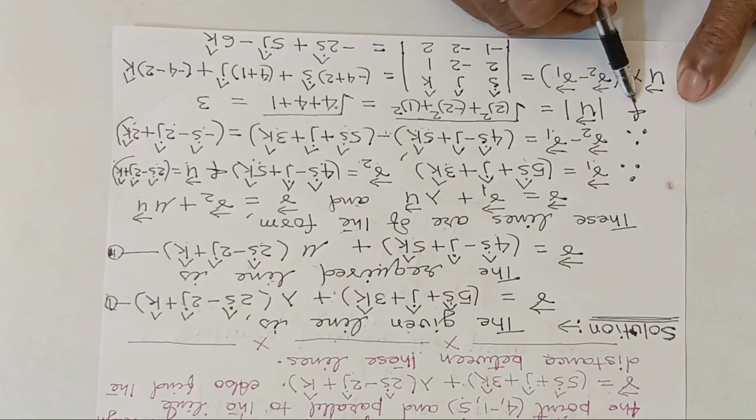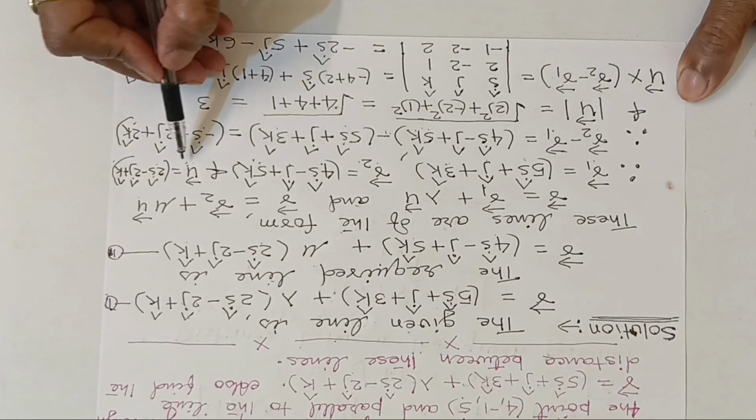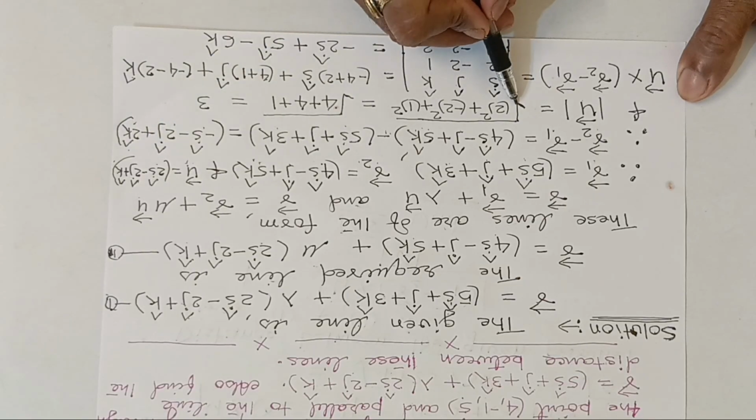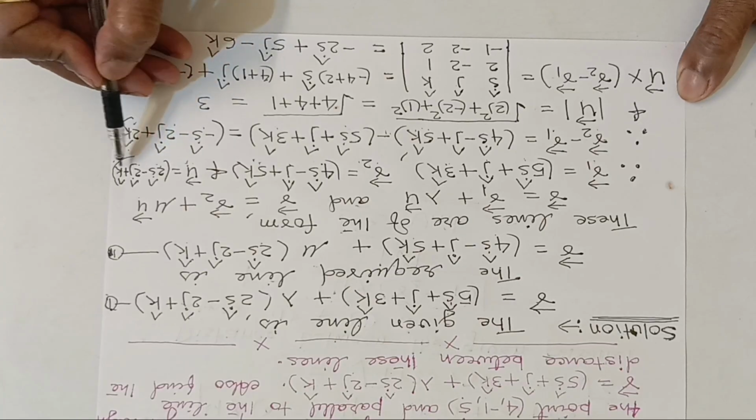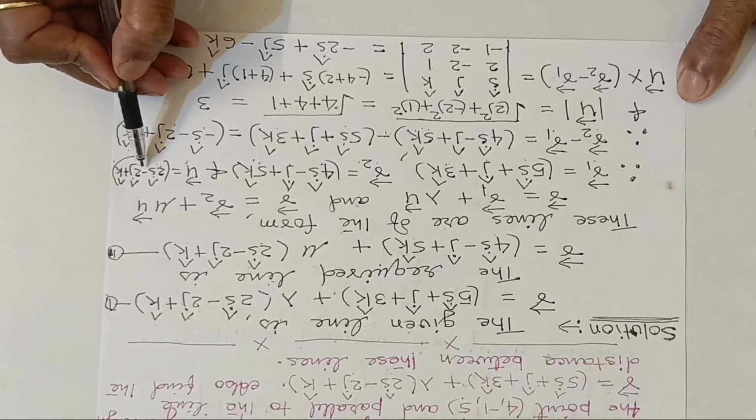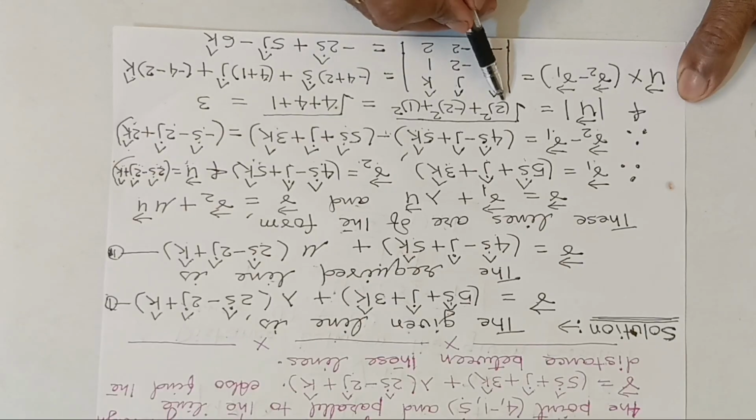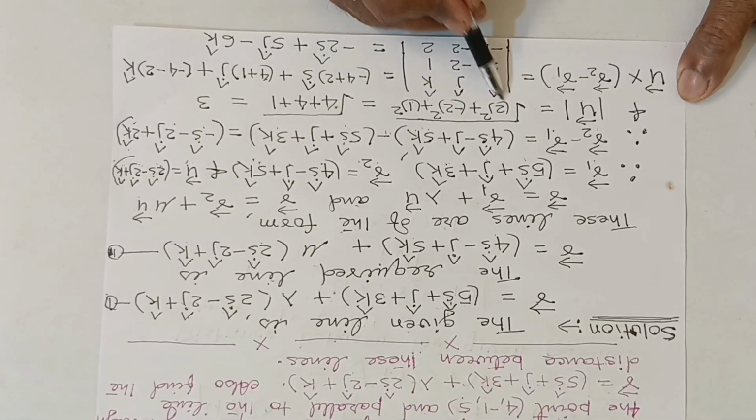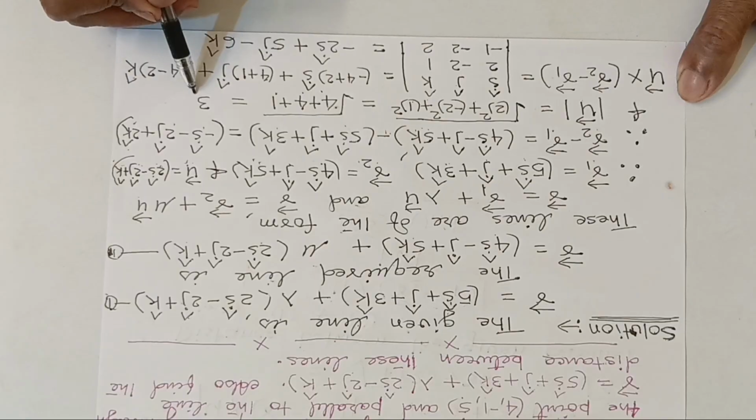And mod of vector u is equal to the square root of 2 squared plus (minus 2) squared plus 1 squared, which is the square root of 4 plus 4 plus 1, the square root of 9, that is equal to 3.